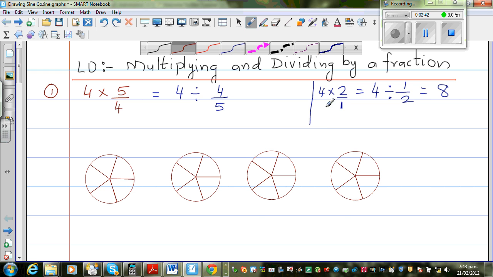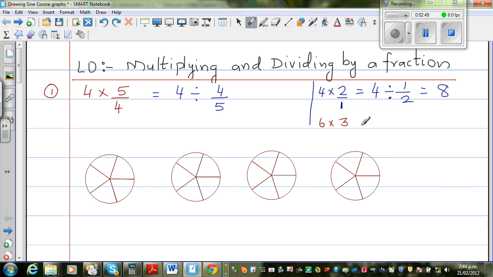Let me give you one more example. Suppose it is 6 times 3. 6 times 3 is 18, we know that. But the same thing can be written as, the reciprocal of 3 is 1 over 3. So this is the same as asking the question 6 divided by 1 third. Here you're asking, when you're dividing 6 into thirds, how many thirds do you get? We know one whole has 3 thirds. So 6 wholes would have 18 thirds.